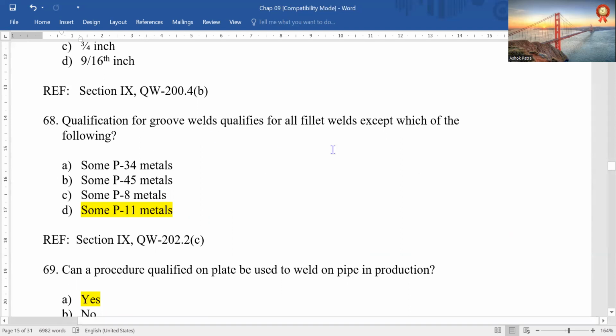Qualification of groove welds qualifies for all fillet welds except which of the following? Some P11 metals. Here, no, not qualified.